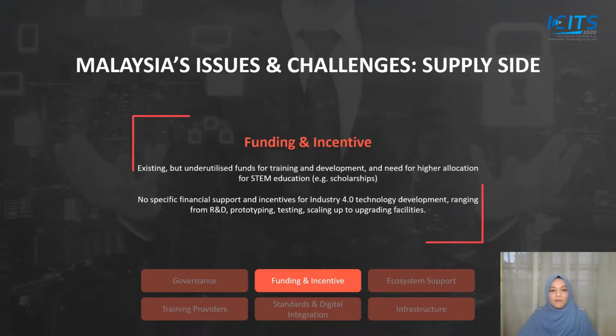Next is in terms of funding and incentive. Existing but underutilized funds for training and development and need for higher education for STEM education. Also, no specific financial support and incentives for Industry 4.0 technology development, ranging from R&D, prototyping, testing, scaling up to upgrading facilities.